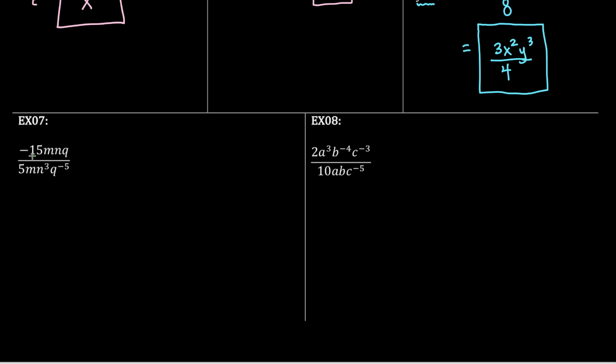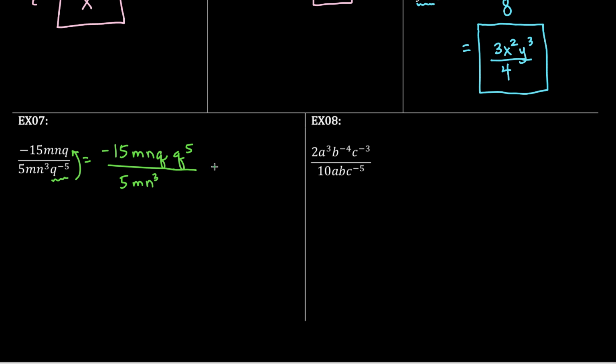Okay. There's a lot going on here. So negative 15 divided by 5 is negative 3. Well, actually, I'm going to rewrite this first. So I'm going to write negative 15 m n q over 5 m n to the third. And I see this q. The negative fifth means it goes up there. So we have another q to the positive fifth this time.